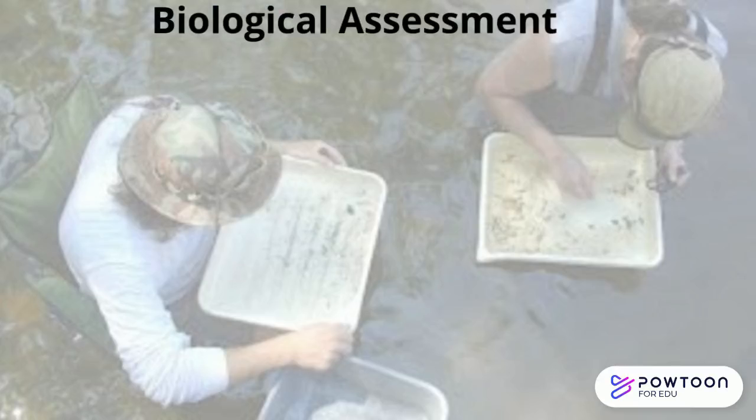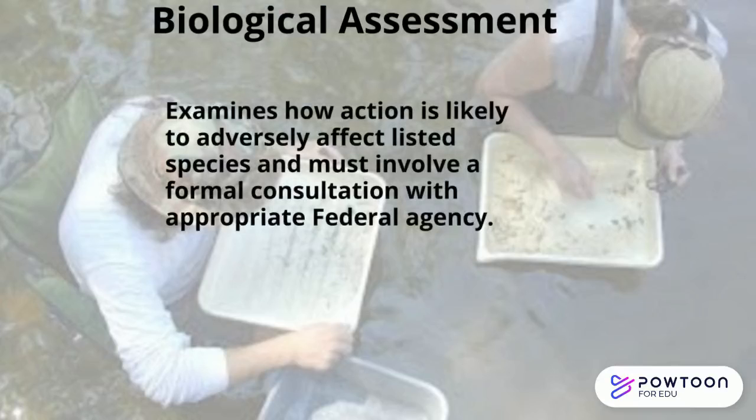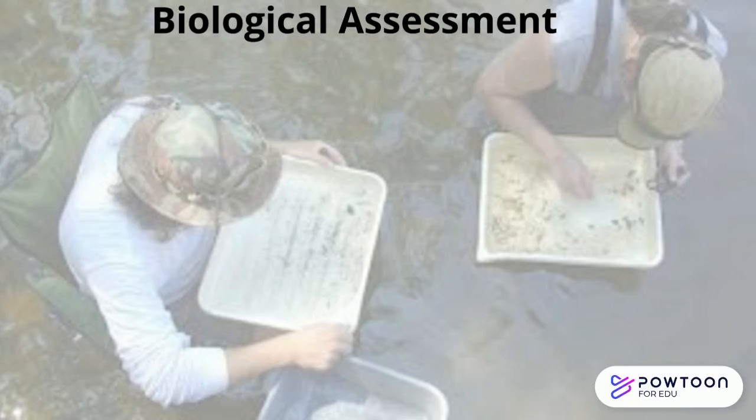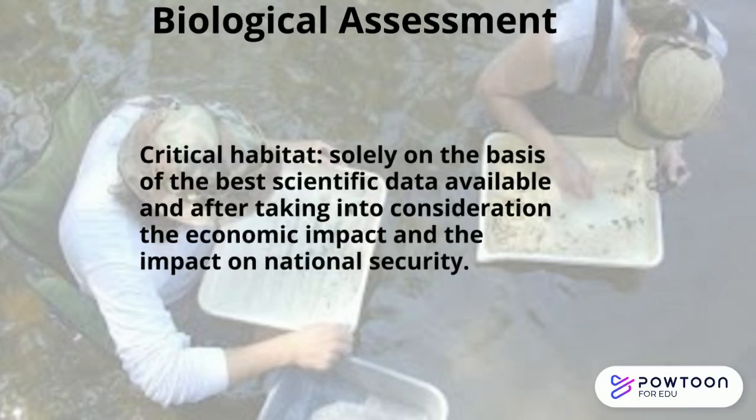Everything comes down to the biological assessment. This is a formal consultation with the appropriate federal agency and examines how the species might be affected. The basis for determining listing as endangered or threatened must consider the best scientific and commercial data. However, when considering a designation as critical habitat, this includes the best scientific data but also economic and national security considerations. The law calls for a cost-benefit analysis for this designation, unless the best data finds that failure to designate the area as critical will result in the species' extinction.